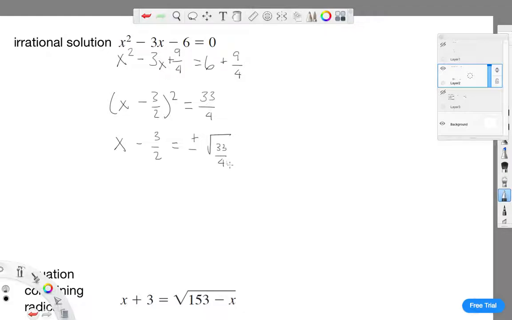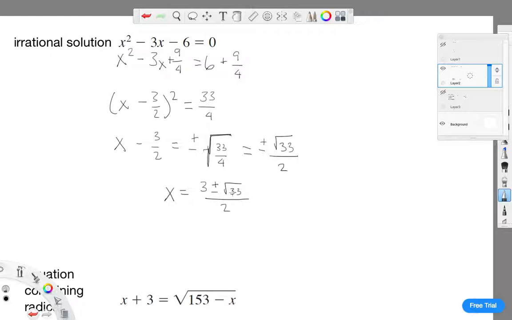And we see that we can take a square root of 4 quite easily, but not 33. And so what we're going to say here is this is plus or minus root 33 divided by 2. And so we're going to add to that 3 halves. So x is equal to, and this will be our final answer, we have a common denominator, so we'll just put that 3 out in front. 3 plus or minus the square root of 33 over 2.